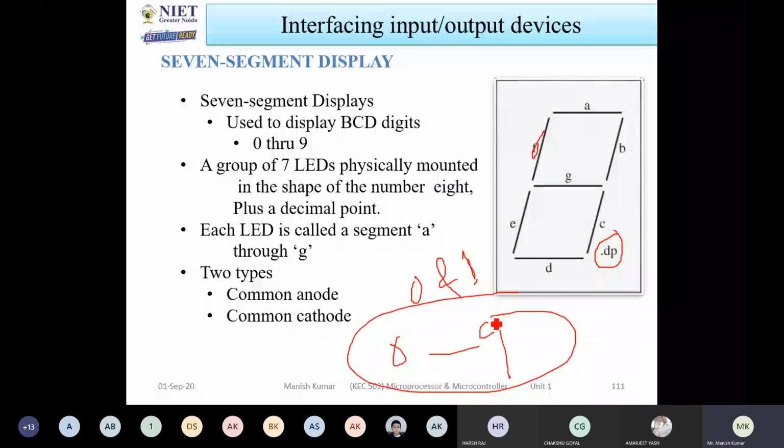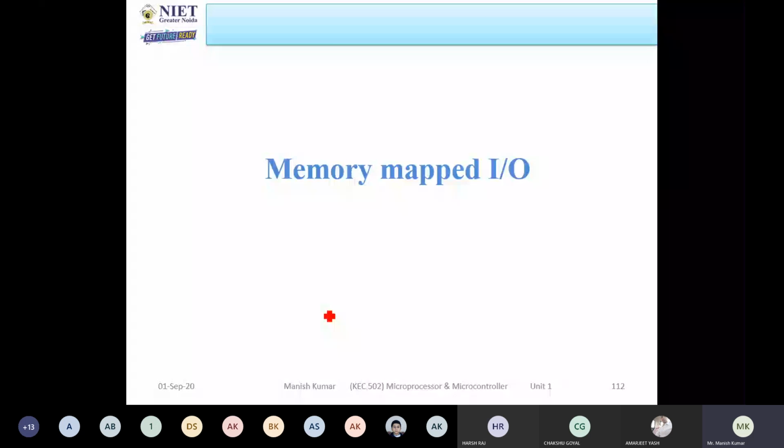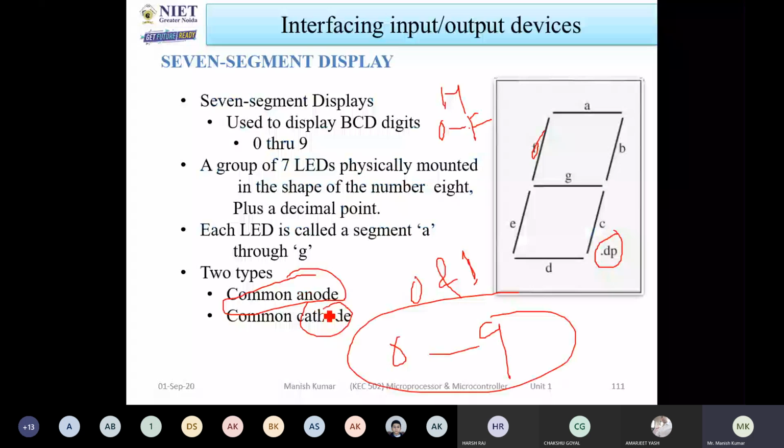You can also display hexadecimal values from 0 to F. According to the requirement, you can use it. All the sections have different LEDs associated with them. The same way we talked about common anode and common cathode, here also we use common anode and common cathode. In this way, different types of devices are there. If you have any doubt, you can ask.